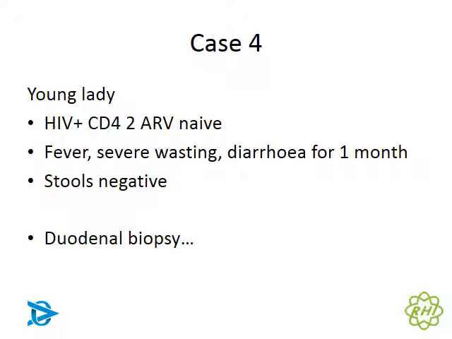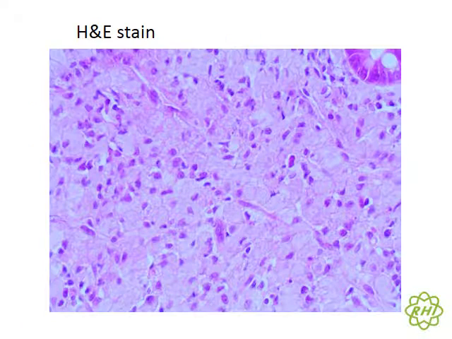The last case has a couple of interesting histology slides, on a young lady who was HIV positive, had a CD4 count of 2, ARV naive and came in very sick, with fever, severe wasting, and diarrhea for 1 month. This is a patient where they went through that whole process as we outlined with the gastroenteritis. The patient was first worked up, stools were taken, several stool cultures all came back negative. The patient continued to be ill and was sent for a duodenal biopsy.